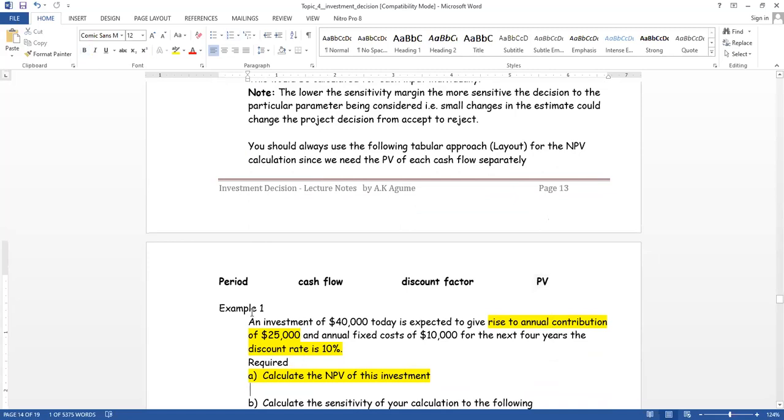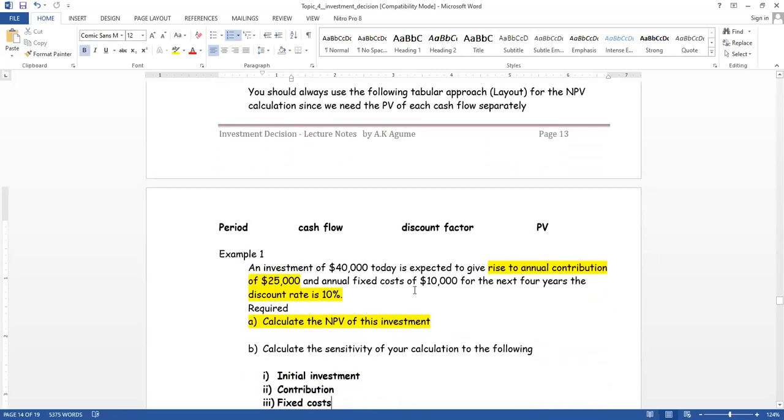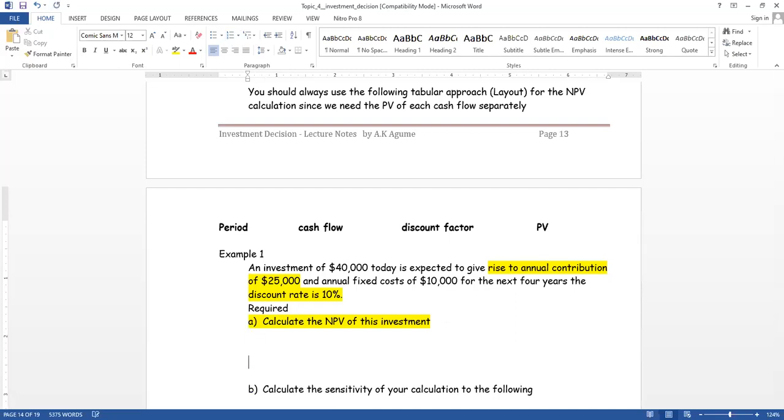Now, we have an example here. They're saying that an investment of 40,000 today is expected to give annual contribution of 25,000 and annual fixed costs of 10,000 for the next 4 years. And the discount rate is 10%. They're saying we calculate the NPV of this investment. So this one is very okay, because at least we have looked at how to compute NPV.